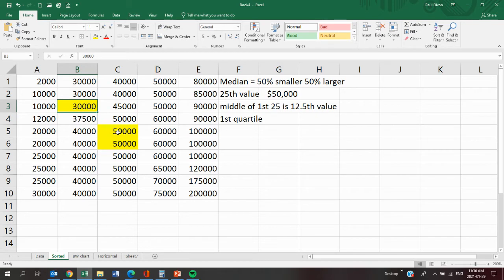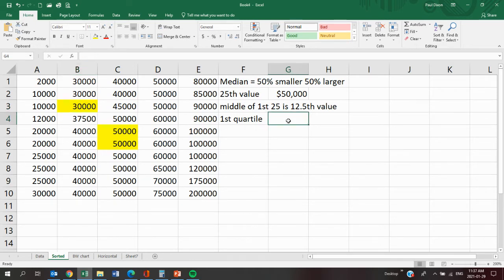Or I could have counted, remember I counted before from the end. So I could go 5, 6, 7, 8, 9, 10, 11, 12. 12 and a half is still going to give me 30,000. So the value that I've got here for the first quartile is going to be $30,000. So that I would view as being a very low expectation, not a super low, but that's the low end of the middle.